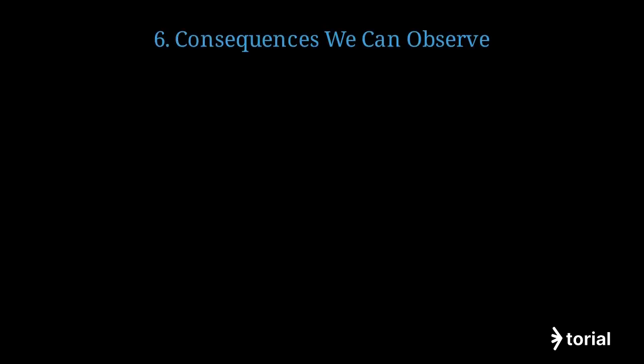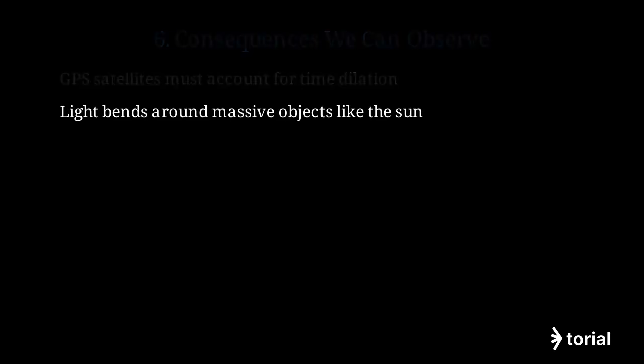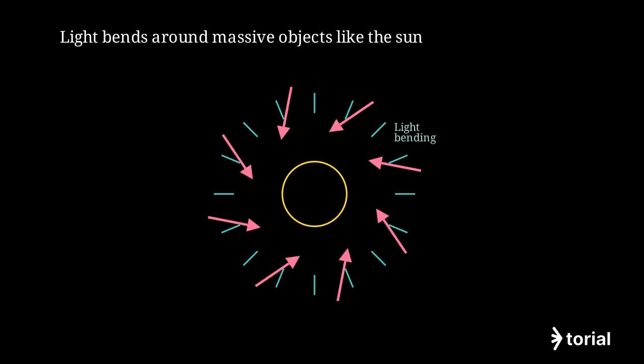Einstein's theories make predictions we can actually measure and observe. GPS satellites experience time differently than we do on Earth's surface, and this must be corrected for accurate positioning. Light from distant stars bends as it passes near the sun, exactly as Einstein predicted. Massive objects bend the path of light traveling near them, an effect called gravitational lensing.